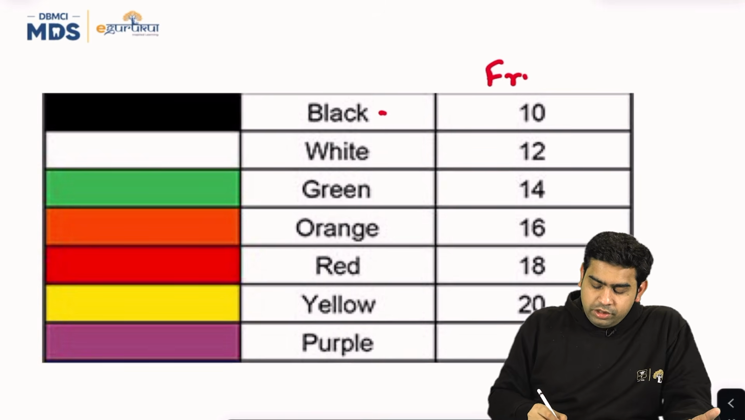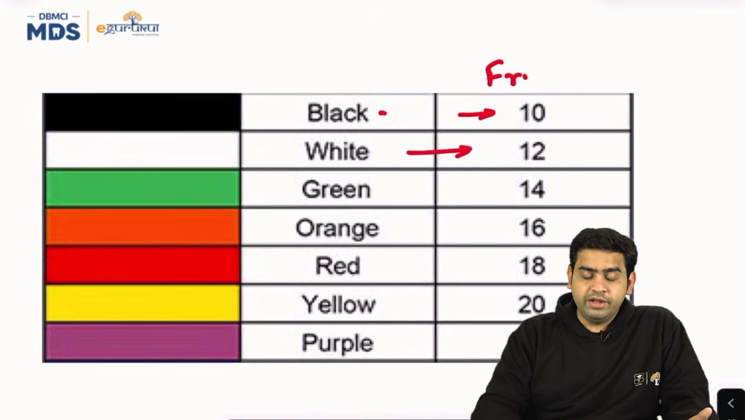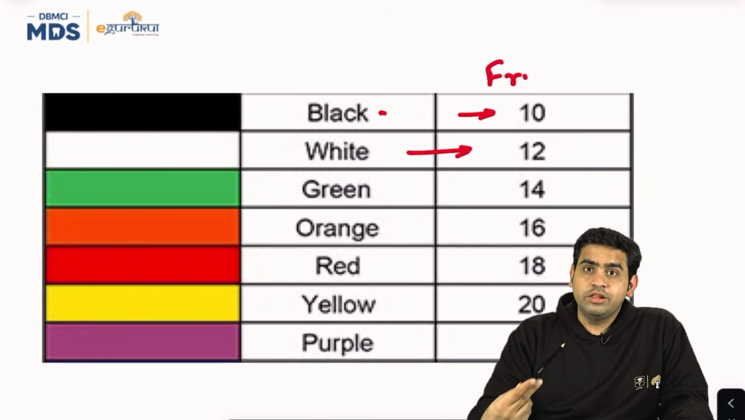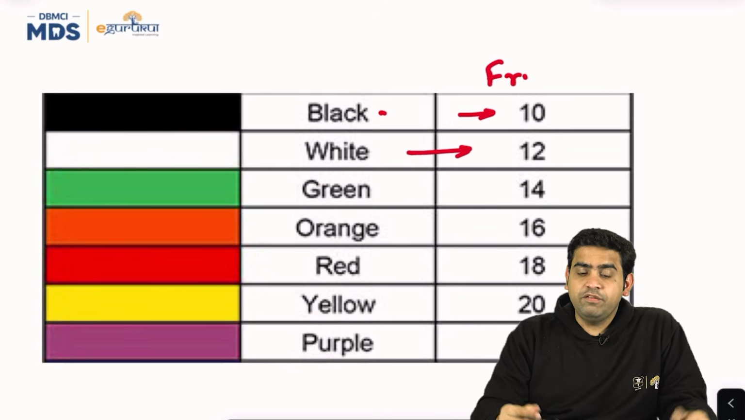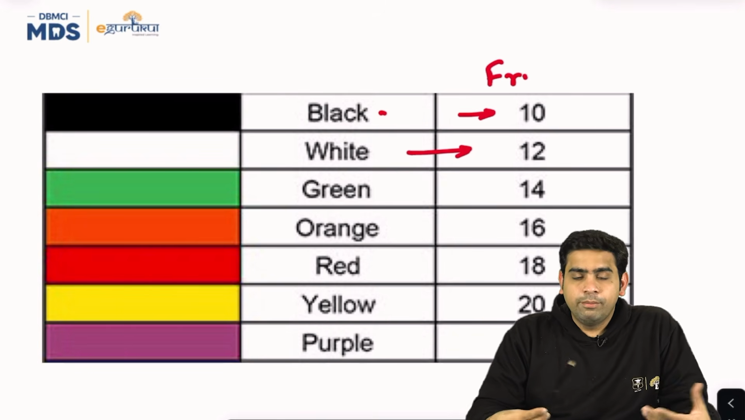Perfect. So black is 10 French, and if this is of white color, it means that it is a 12 French Foley's catheter. If it is green, it is 14 French. If this is orange, then it is 16 French. This is red, so red means 18 French. So what is the size of this catheter which you are seeing on your camera? It is 18 French because this is red colored. Are you understanding my point? Then we have the yellow and the purple. Yellow is 20, purple is 22.